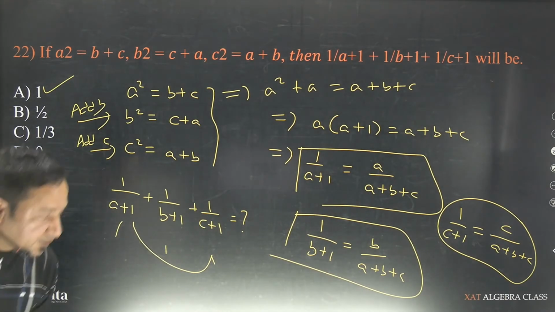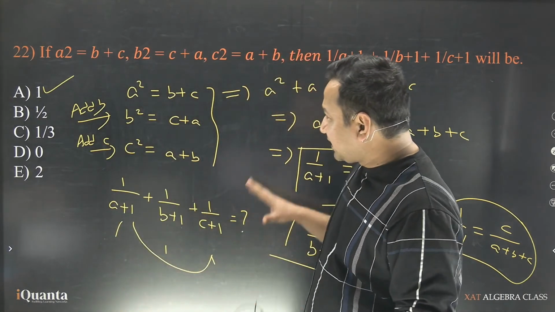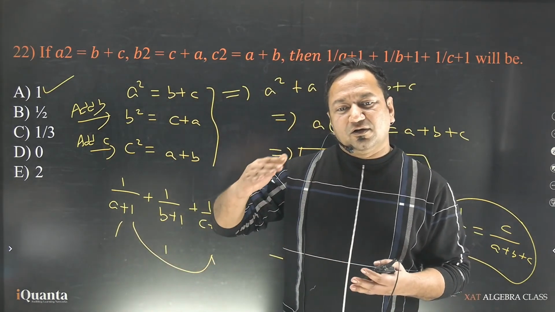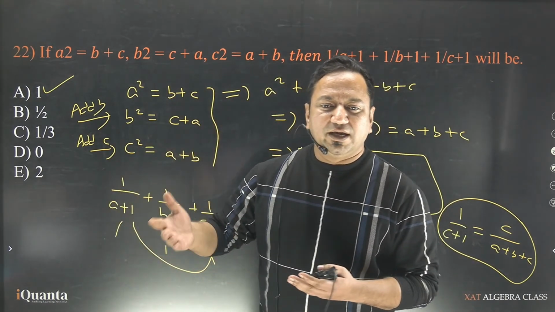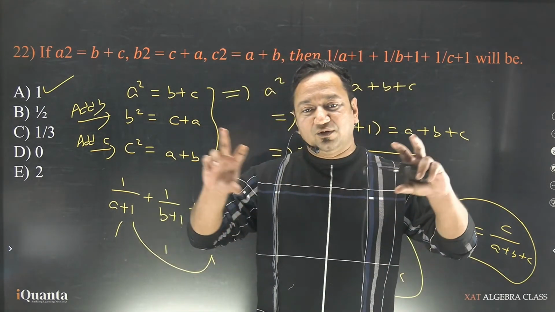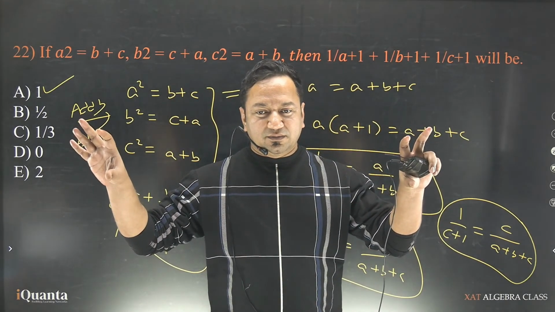Because if you remember, in one of the algebra classes for CAT, something like this was there. They were asking, find the sum of all the values of k. In that case, a lot of people put 1 as the answer, but the answer was wrong, because there were two values coming out, 1 and minus 1 by 2. Do you remember that?